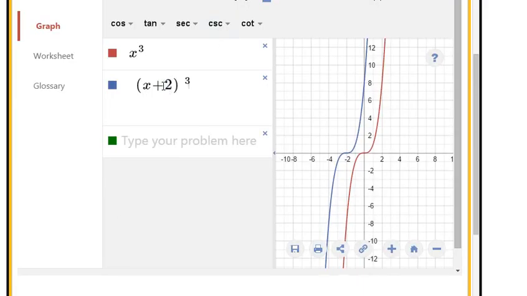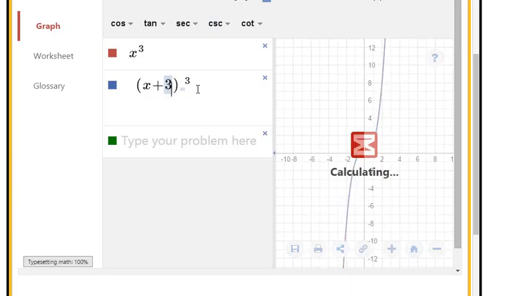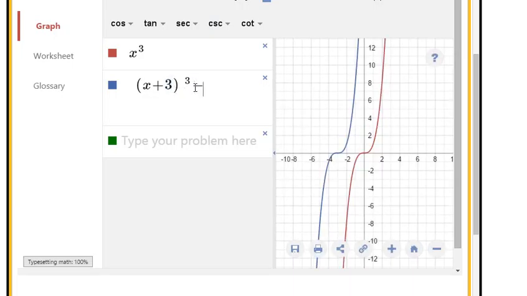Just graph it. So I'm going to change this to plus 3, and then on the end here I'm going to say minus 1, and that's exactly what it did. Any questions?